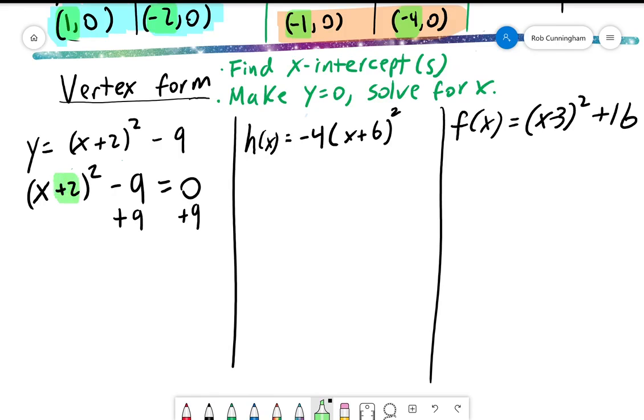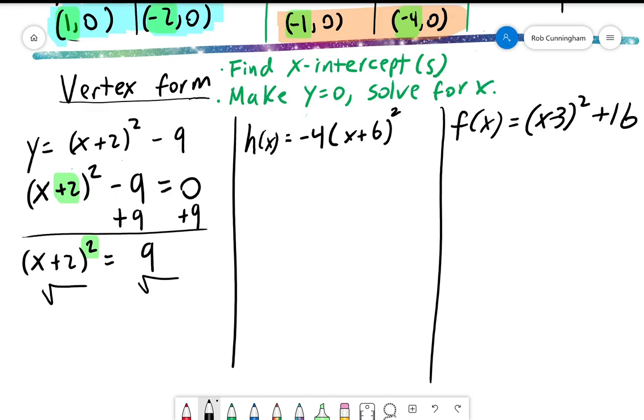This addition in here is inside the parentheses, which means it will be the very last thing I do, right? In normal order of operations, parentheses come first. So if you're undoing it, parentheses would be the last thing you do. Okay, so I add 9 to both sides. And I get (x plus 2) squared equals 9. Now the next thing I want to get rid of is this exponent, this squared. Well, the opposite of squaring is square rooting.